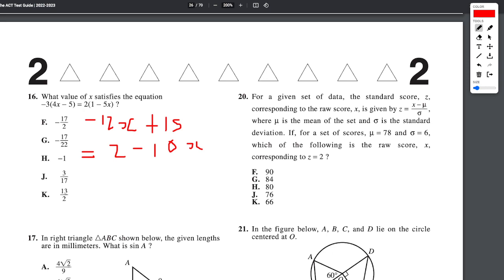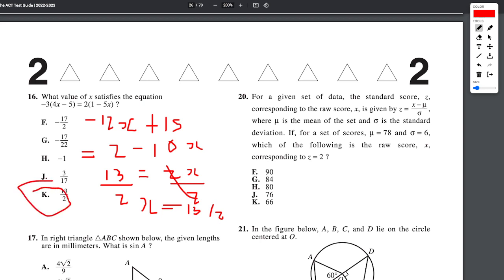I'm going to bring the 12x here, so we just deal with positives, and move the 2 there. On the left side, we'll get 13 equals, on the right side, negative 10x plus 12x, which is 2x. And then to solve for x, we'll divide by 2 on both sides. And that gets canceled. So x equals 13 over 2. 13 over 2 is our answer. So that's letter K. 16 is K.